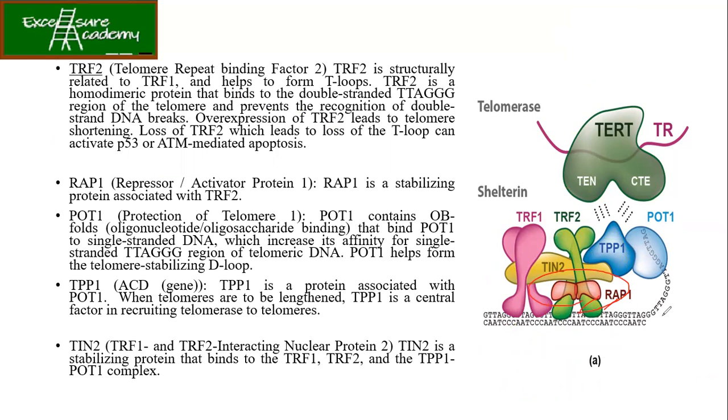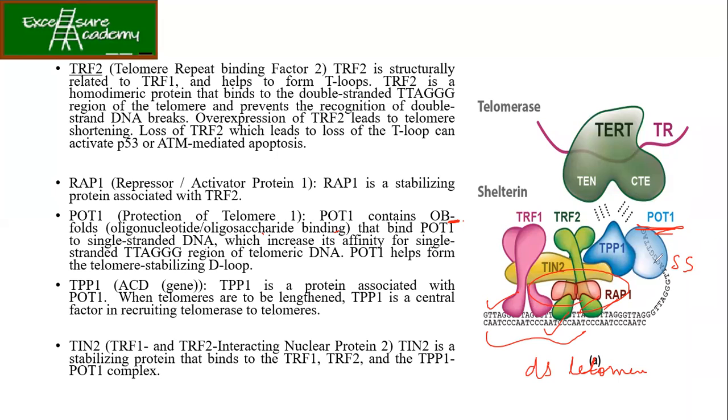Then we have POT1. POT1 is protection of telomeres 1. It contains an OB domain. What is the OB fold? It is the oligonucleotide oligosaccharide binding fold. So this will bind POT1 to single-stranded DNA. Till now, TRF1 and TRF2 were binding to the double-stranded telomere. Only POT1 is associated with the single-stranded DNA region of the telomeres, and it is helpful in the formation of your D loop, that is, a displacement loop.